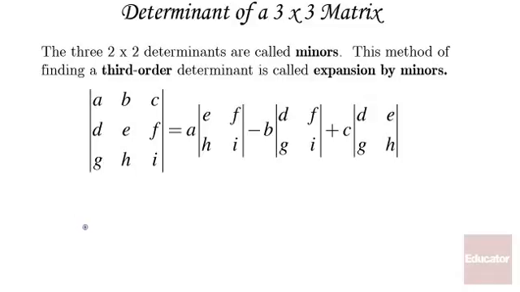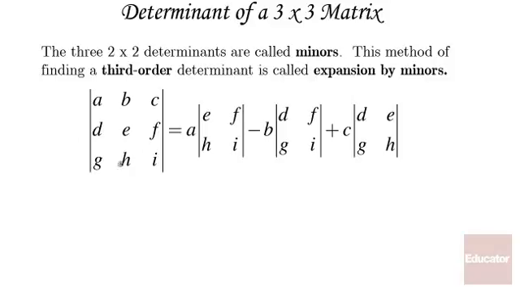Finding the determinant of a 3 by 3 matrix is more complex, and there are a couple of methods. In certain cases, one method works better, in others the other works better, or you may just have a preference for one method over the other. I'm going to show you both of these methods. The first one is called expansion by minors.